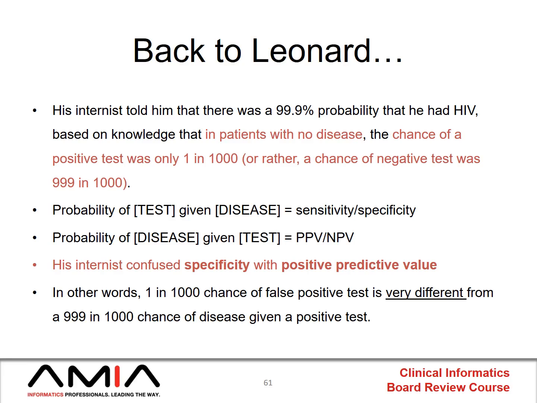So his doctor looked up the specificity. He said that given no disease, the chances of a negative test is 999 out of 1,000. And from that, he calculated the false positive rate, which is 1 in 1,000. But we know from doing this exercise with these 2x2 tables that that's not the same thing as the positive predictive value. So Leonard asked, given that I tested positive, what's the likelihood that I have the disease? And what his doctor quoted to him was the false positive rate, which is very different.